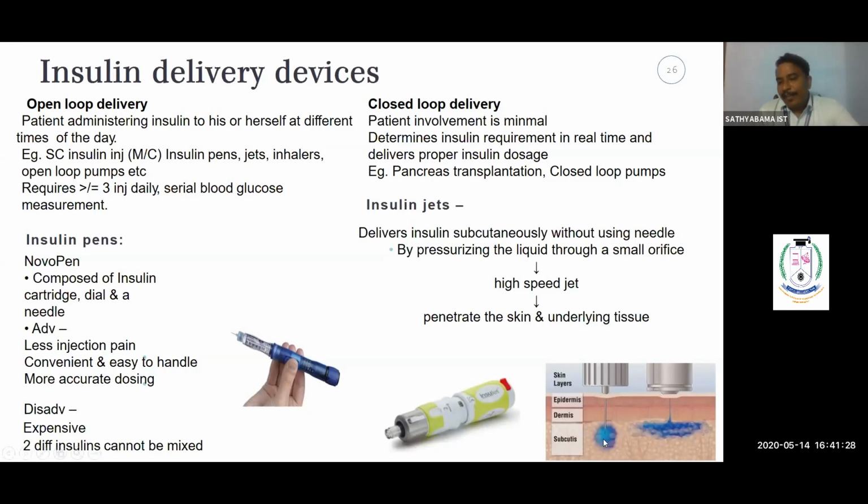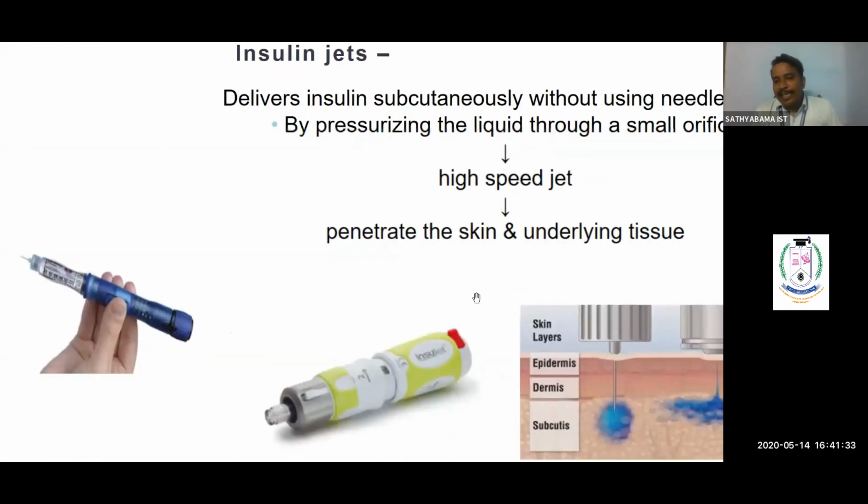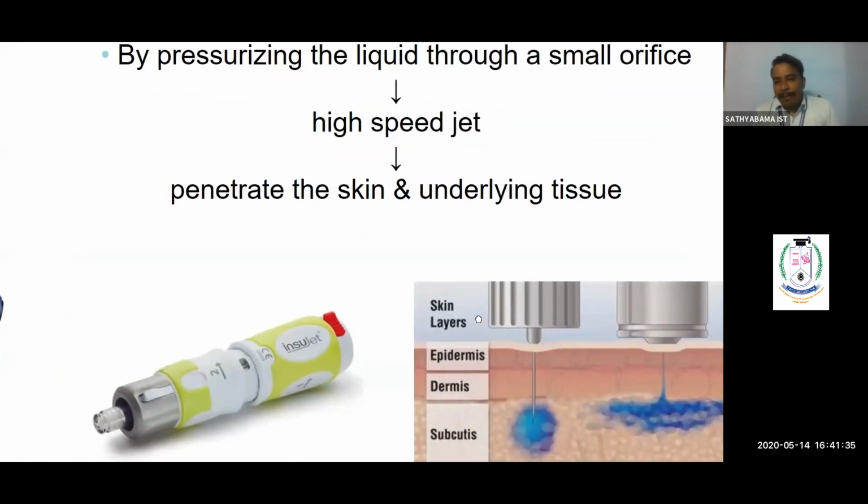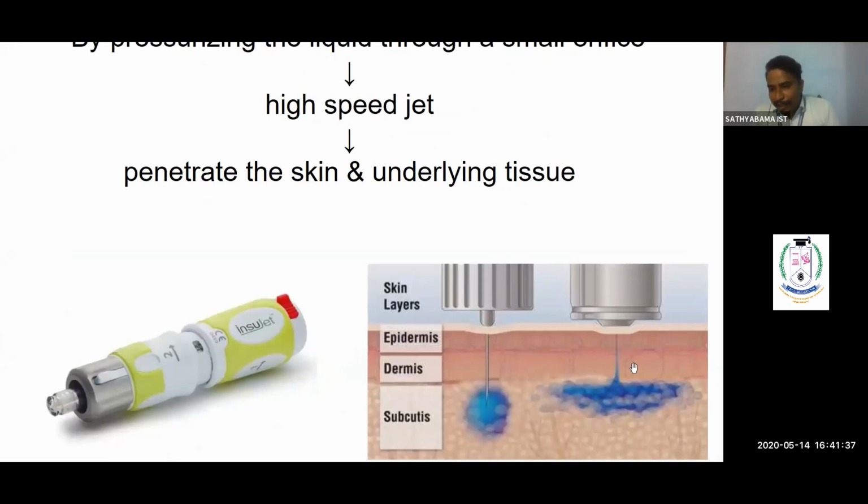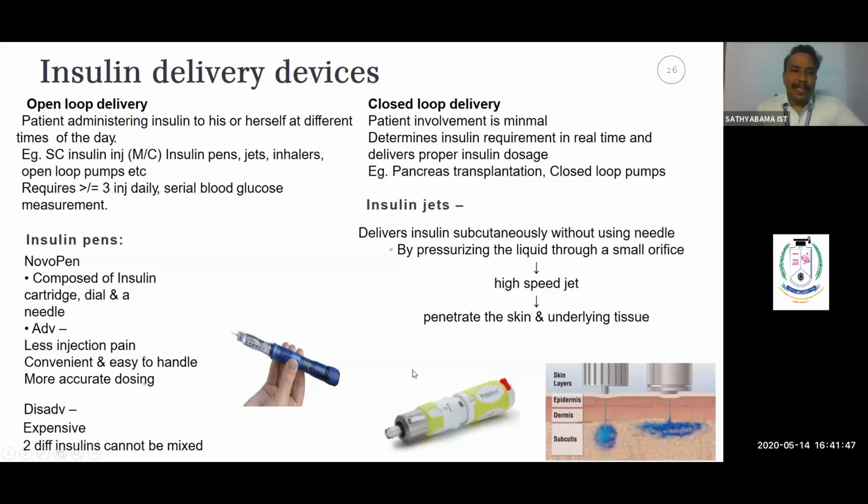So here, when we look at this particular structure, we can understand that these structures are present due to the pressure. It penetrates into that particular area where it resides in the subcutaneous region. Okay, so this is about the insulin delivery devices.